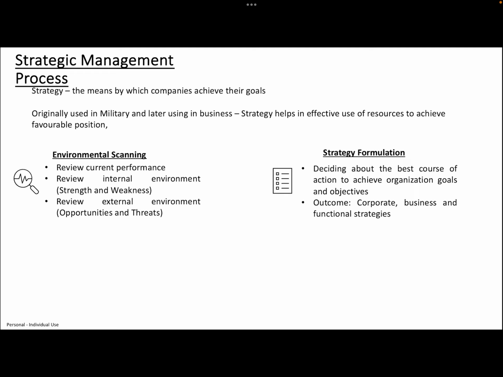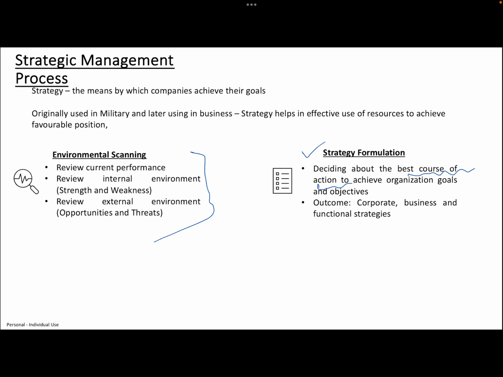Okay, the next point is strategy formulation. What exactly is strategy formulation? It is nothing but, once we do the environmental scanning, we have to decide the best course of action for an organization. We have goals and objectives which are set, and what is the best course of action to achieve these goals and objectives is part of strategy formulation.